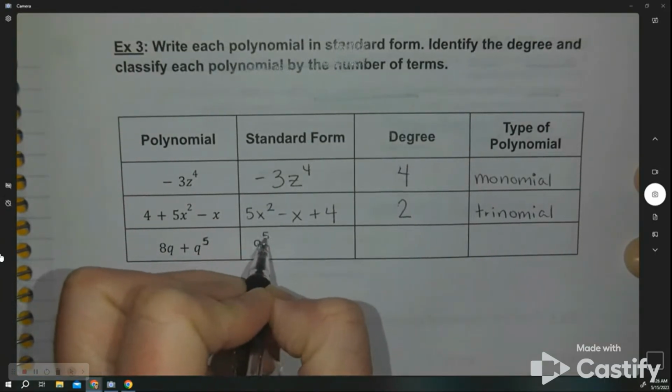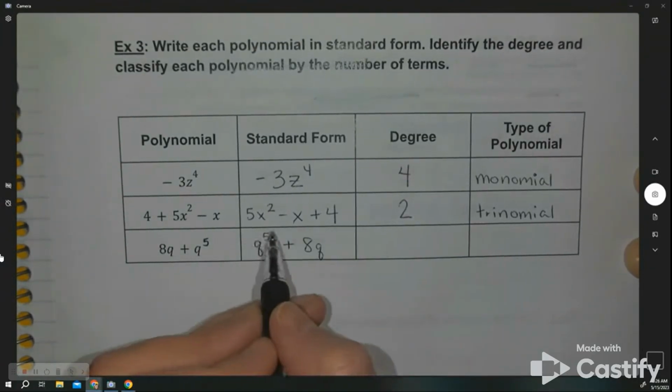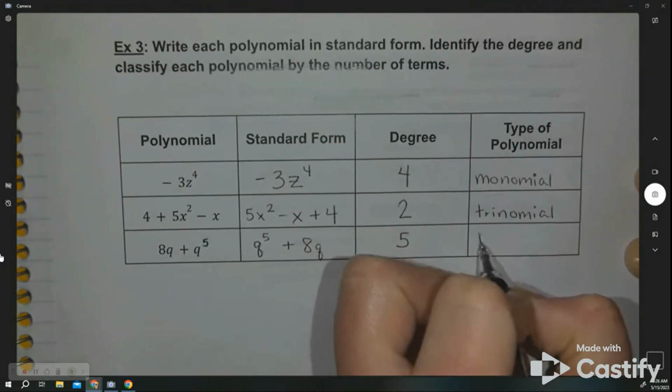So we're going to write that first, q to the 5th, followed by 8q, so plus 8q, since it was positive. 5 is the greatest degree, so the degree of our polynomial is 5. And there are 2 terms, so specifically this is referred to as a binomial.